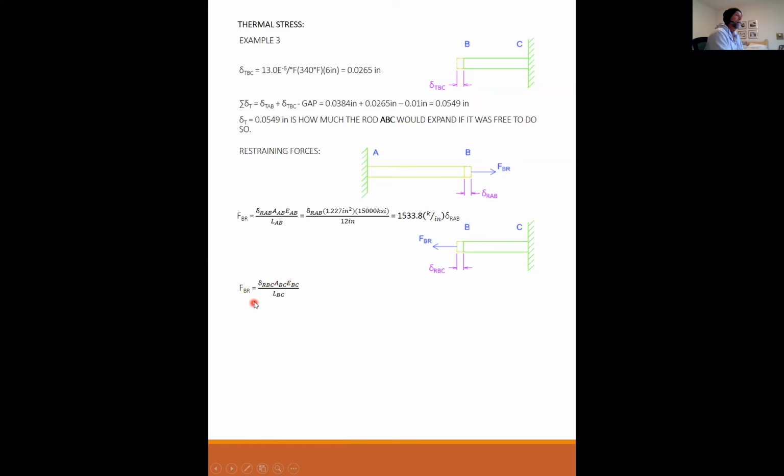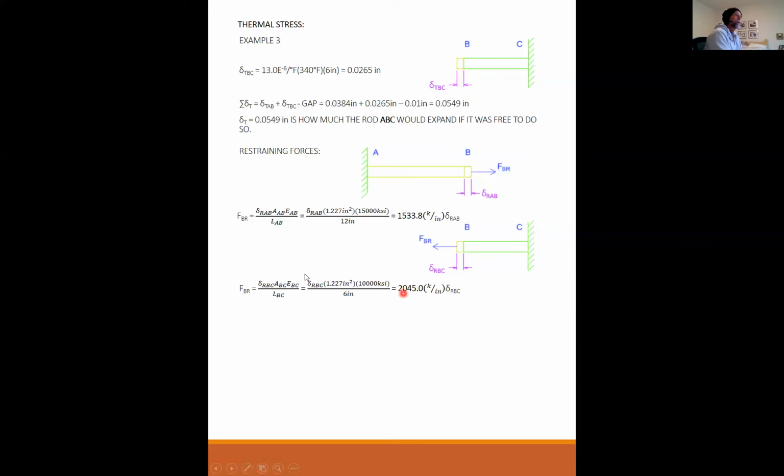FBR, again, is equal to the deformation times the area times Young's modulus divided by L. But this time it's all the numbers from the BC side, and that gives me 2045.0 kips per inch times delta RBC.